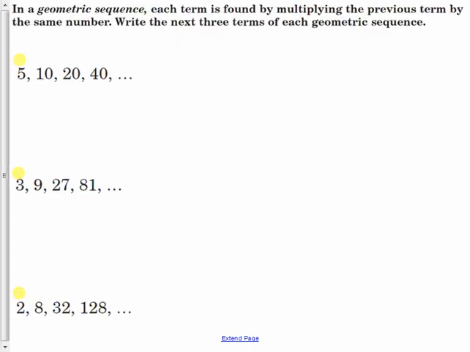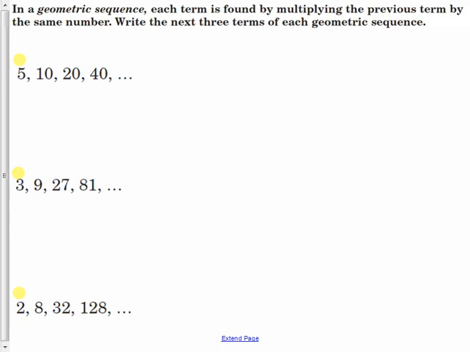The last type of sequence we have to look at is what's called a geometric sequence. In a geometric sequence, each term is found by multiplying the previous term by the same number. And we're asked once again to write the next three terms.